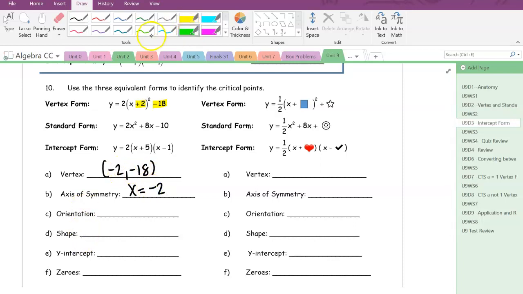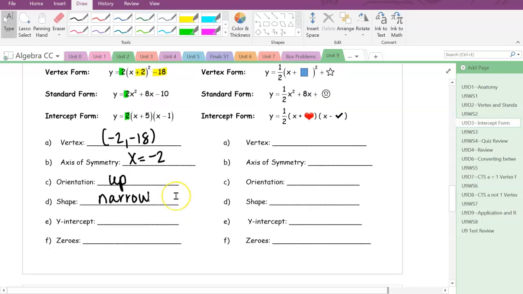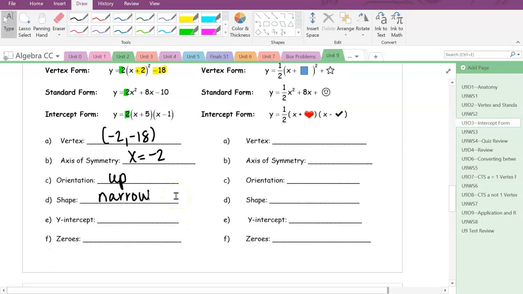Orientation and shape I can take from any form. It is that a value in front. It is a +2. Positive means it's up. The 2 means it's narrow. Y-intercept I take from standard form. Remember, you are plugging 0 in for all of your x's. So that's going to be cancels, cancels, and what's left is -10.